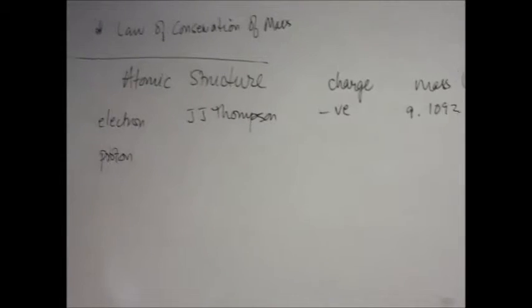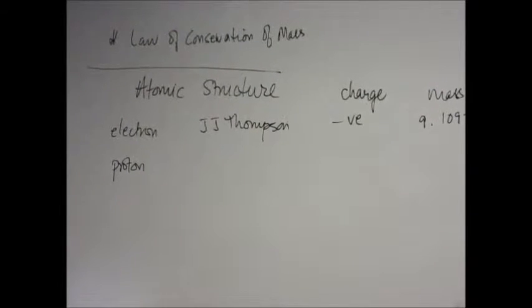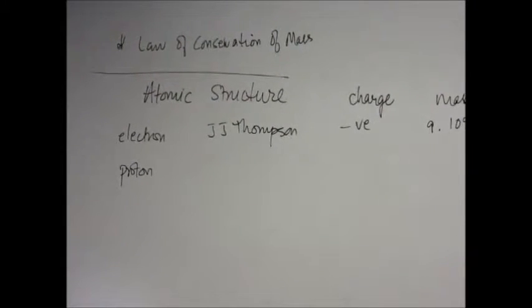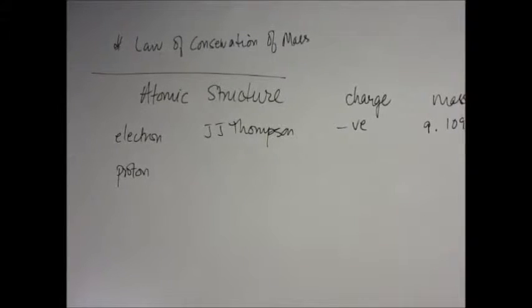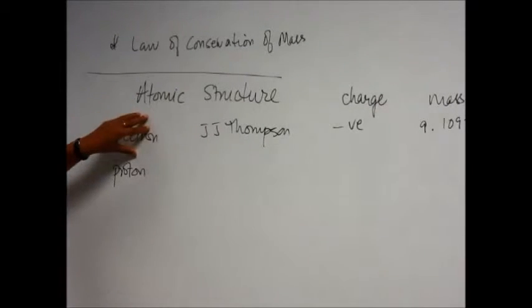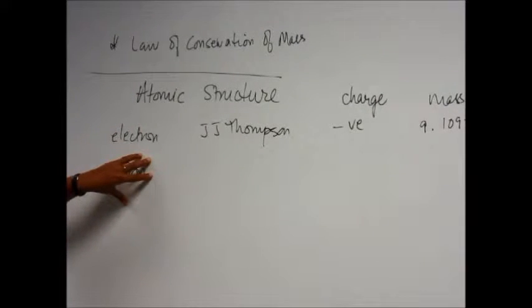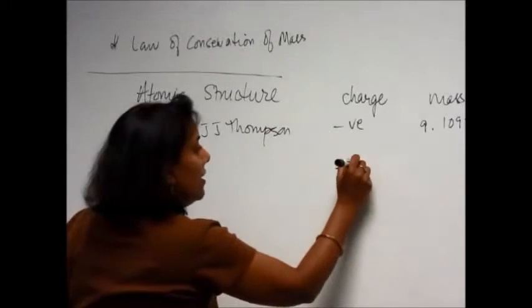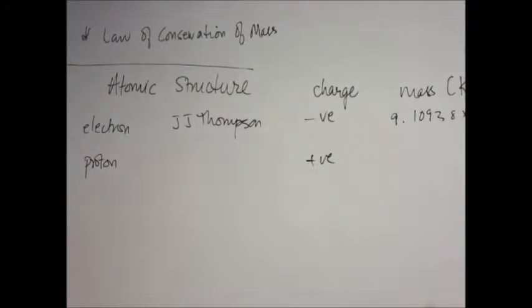Once the electron is discovered and you know that it's negatively charged, and we know that an atom is supposed to be neutral, electronically neutral in charge, which means if you have something negative, you should also have something positive in there. So the electron is the negative and here is the positive. I'm going to write that over here. And who discovered the proton?